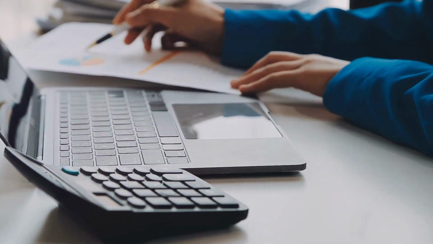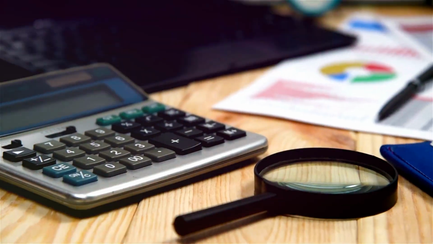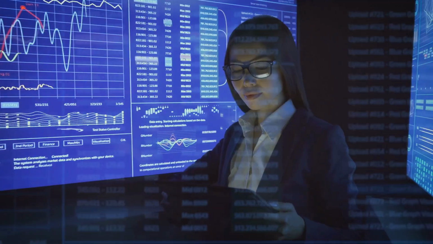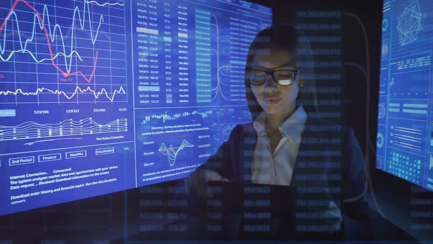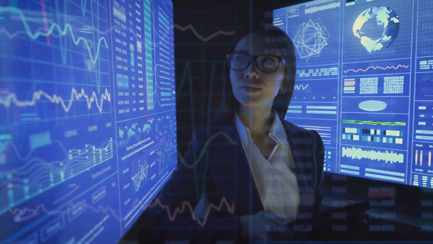Section 8. Technology as an ally, streamlining actual cost tracking. Gone are the days of manual spreadsheets and tedious calculations. Leverage technology to automate your cost tracking processes and gain real-time visibility into your financials.